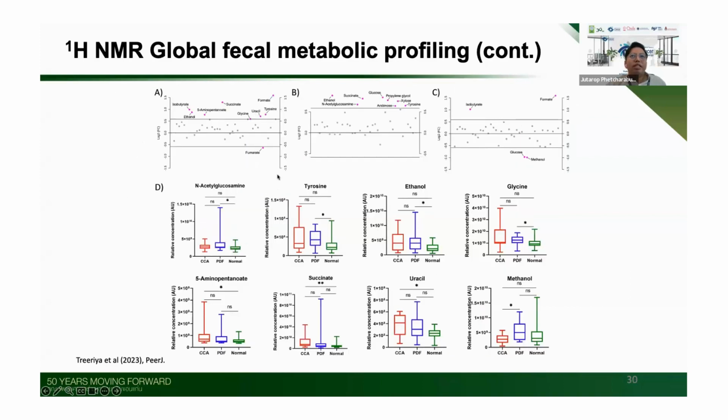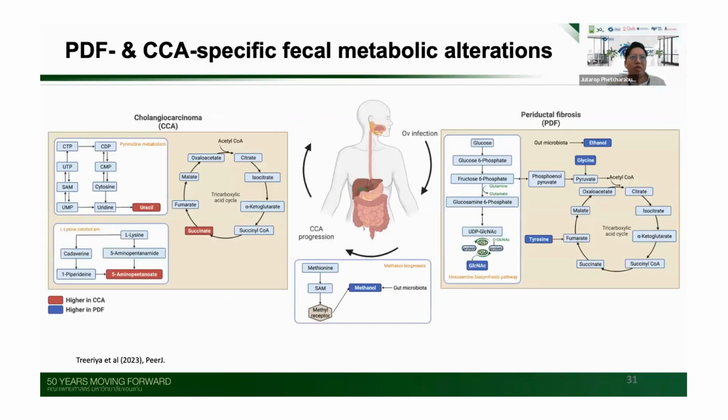Then we perform further statistical analysis in order to come up with good biomarkers that can indicate different groups of study. And then we came up with these 8 metabolites that show promising power to differentiate the 3 groups of study. And in the end, we managed to come up with a schematic diagram that can indicate the gut health and the gut metabolism that occurs throughout the progression of the disease from normal to PDF and to CCA.